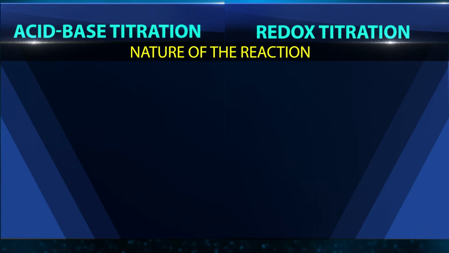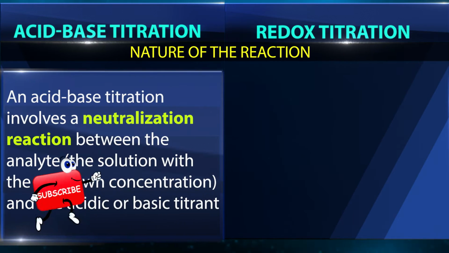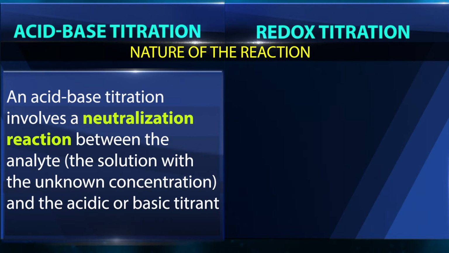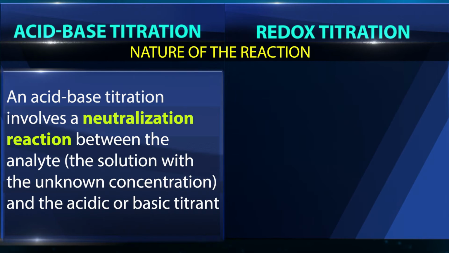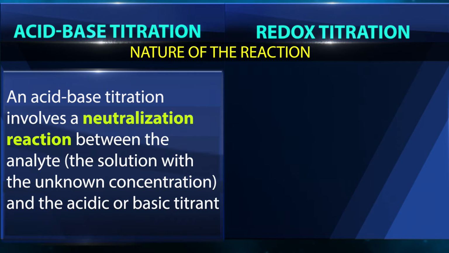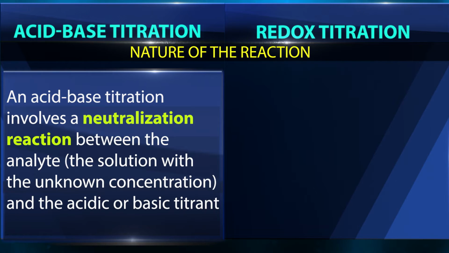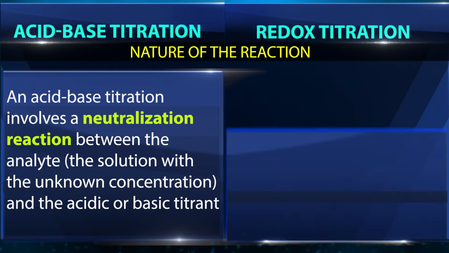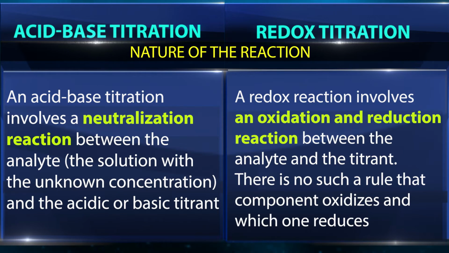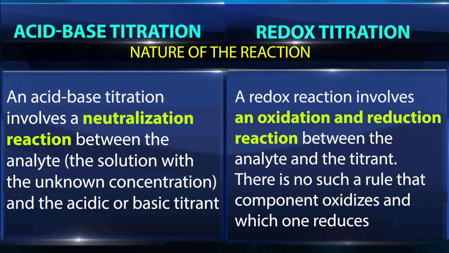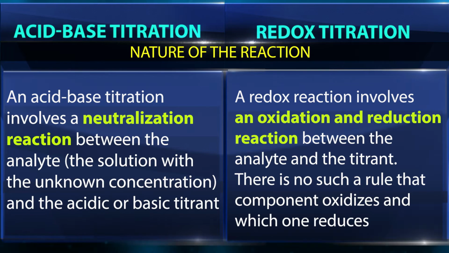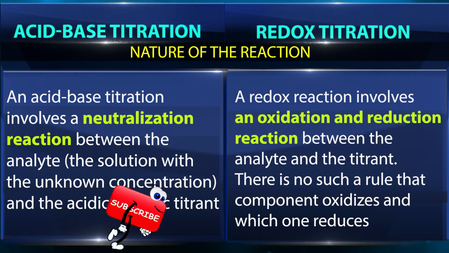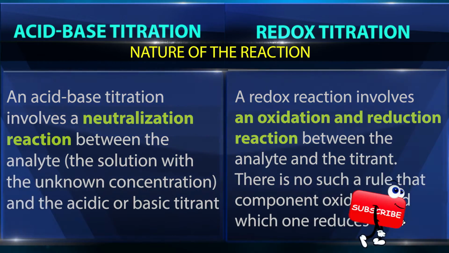Nature of the reaction. Acid-base titration. An acid-base titration involves a neutralization reaction between the analyte, the solution with the unknown concentration, and the acidic or basic titrant. Nature of the reaction. Redox titration. A redox reaction involves an oxidation and reduction reaction between the analyte and the titrant. There is no such rule as to which component oxidizes and which one reduces.